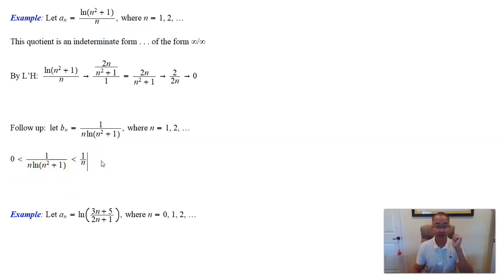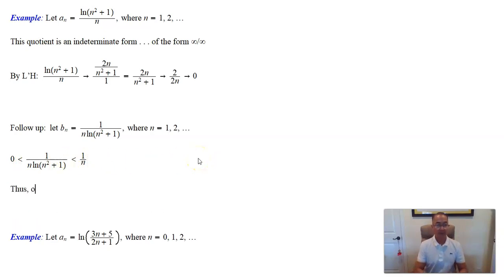And I hope this rings a bell. The left side is 0. The right side is 1 over n, which goes to 0. So our term, thus our sequence, also goes to 0 by the squeeze theorem. The left side is always 0, so its limit is 0. The right side has limit 0, so what's in between must also have limit 0.